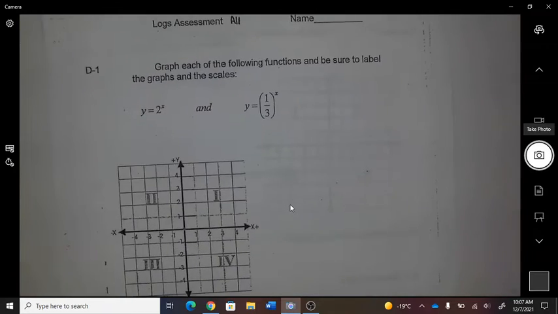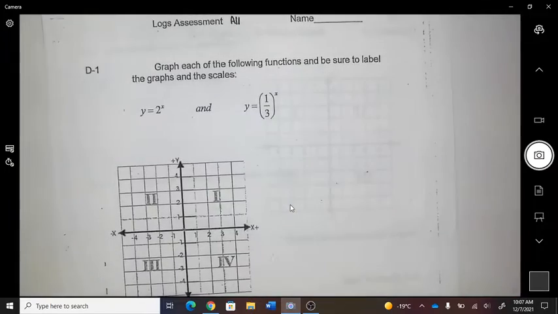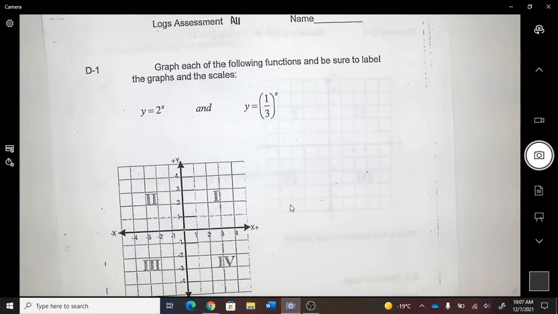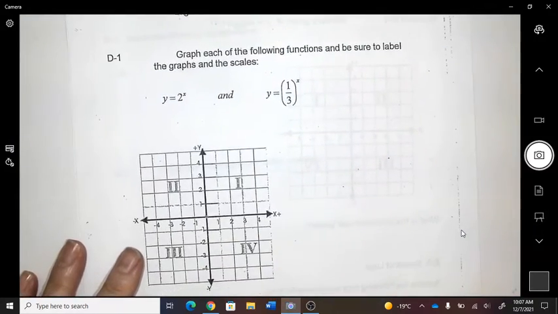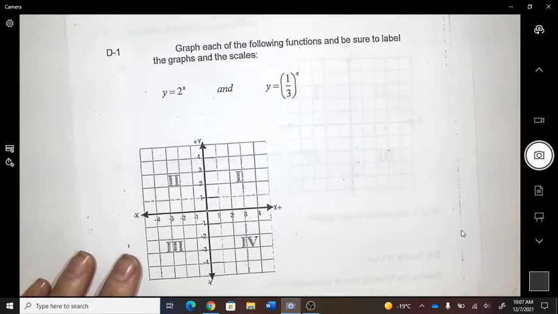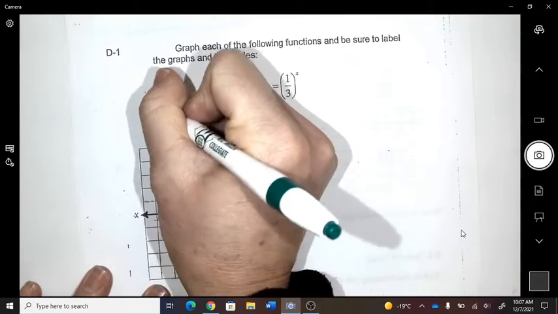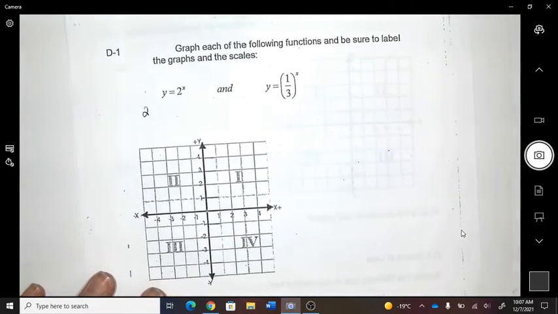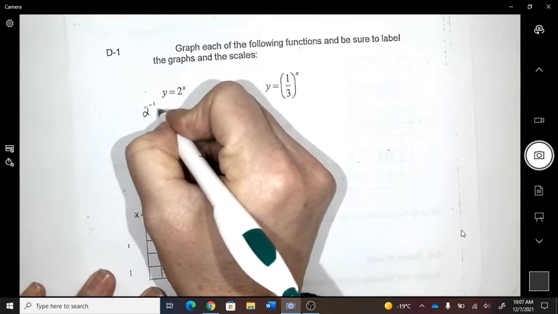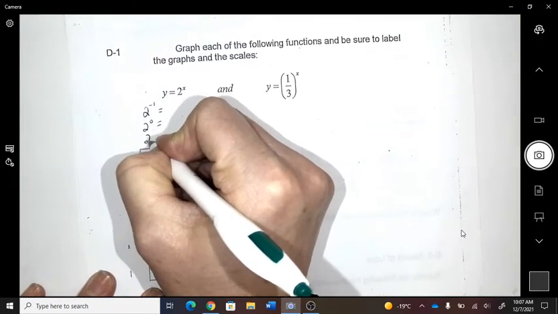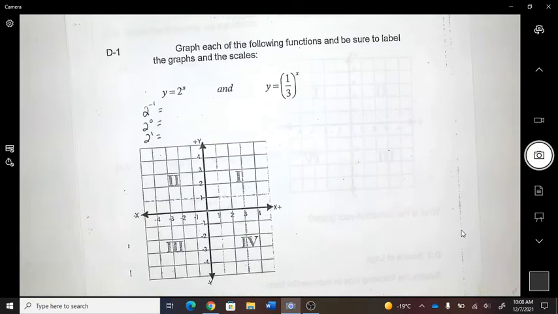Okay, so the first stuff we learned, or at the start of your unit anyway, was graphing. Here are two different functions to graph. I'm going to start with 2 to the x. So we're going to go 2 to the -1, 2 to the 0, and 2 to the 1. I'm just going to put a few values in for x.